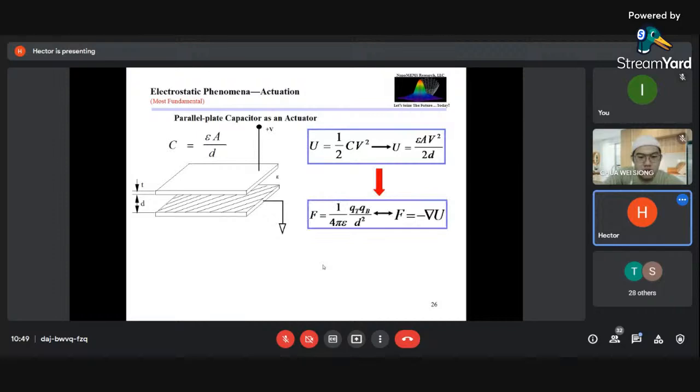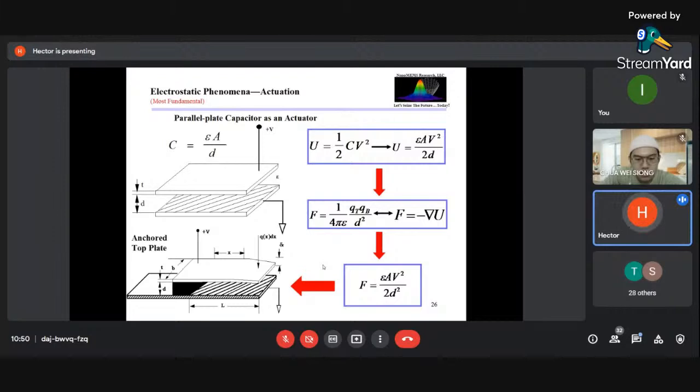The gradient of this energy stored between the plates gives the force F, which is the force necessary to keep the plates from collapsing one onto the other. The force is given by epsilon A V squared over 2D squared. And if we fix the plate at one end so that we have an anchored top plate, the application of the voltage would result in the deflection of the top plate as shown.